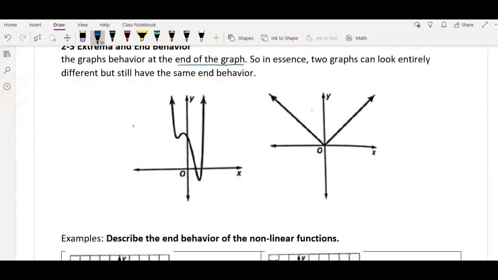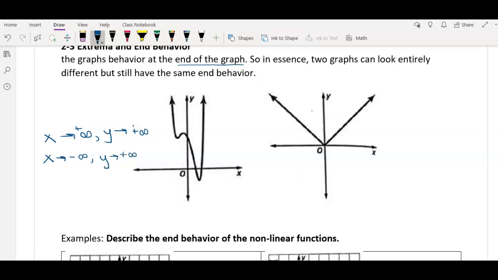So when we take a look at these 2, as x approaches infinity, y is also approaching positive infinity. And when we take a look at, as x approaches negative infinity, that left-hand side, y is still approaching positive infinity.